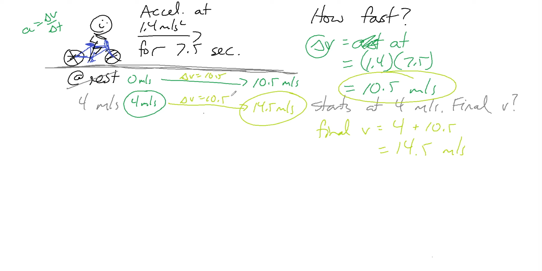And sometimes what you'll actually see is a little formula called v2 is equal to v1 plus the change in v. Sometimes you'll see that in books and stuff like that. Or you might see it as v2 is equal to v1 plus acceleration times time. You might see that as well.